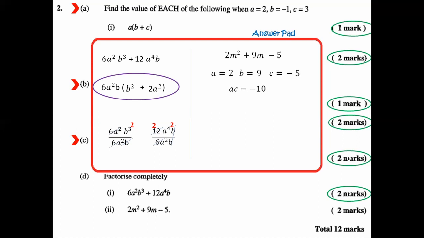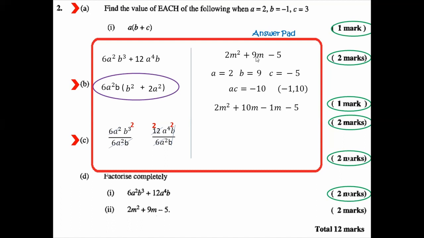We need two factors of AC. When we add them, we end up with 9. And those are 1 and 10. When the AC is negative, one of the factors is always negative. In this case, the 1 is negative. So when we're combining them, when we take 1 from 10, we end up with 9. So what do we do with those factors? We split the middle term.